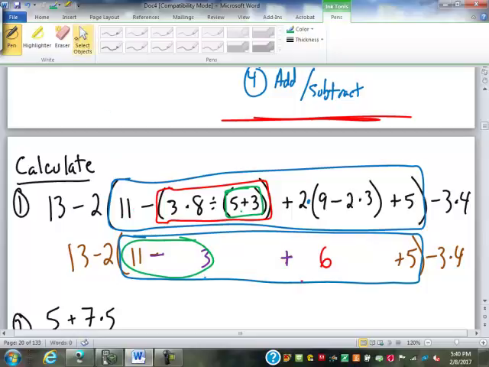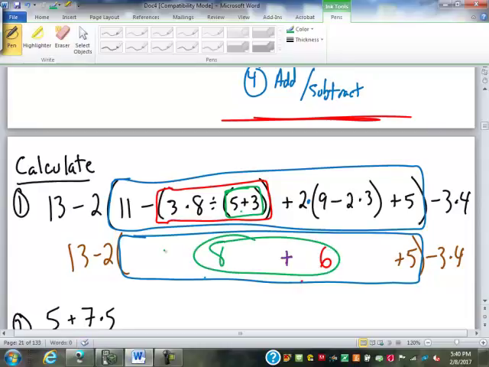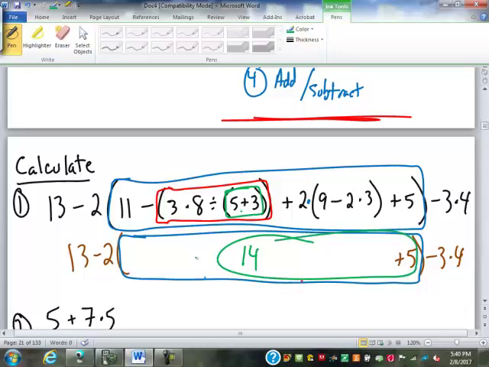11 minus 3 is 8. So I take out the 11 minus 3, I put in 8. 8 plus 6, 14. So I take out the 8 plus 6, and I put in a 14. 14 plus 5, 19. So take those out and put in a 19.